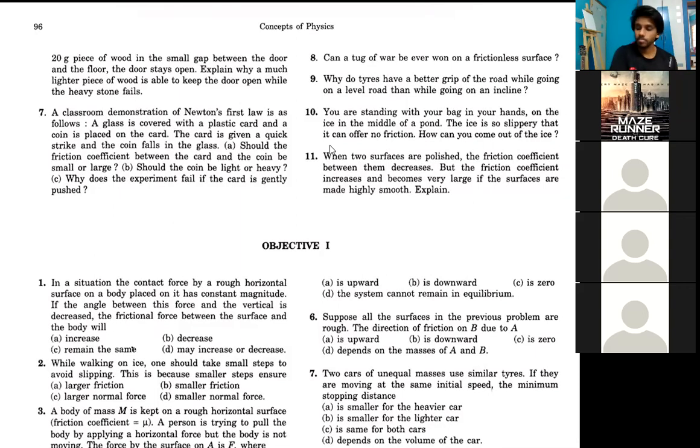Get it? Yes, sir. Seventh question. A classroom demonstrates Newton's first law. The glass is covered with a plastic card. You remember this thing, right? Glass, plastic card, and they try to remove it suddenly.